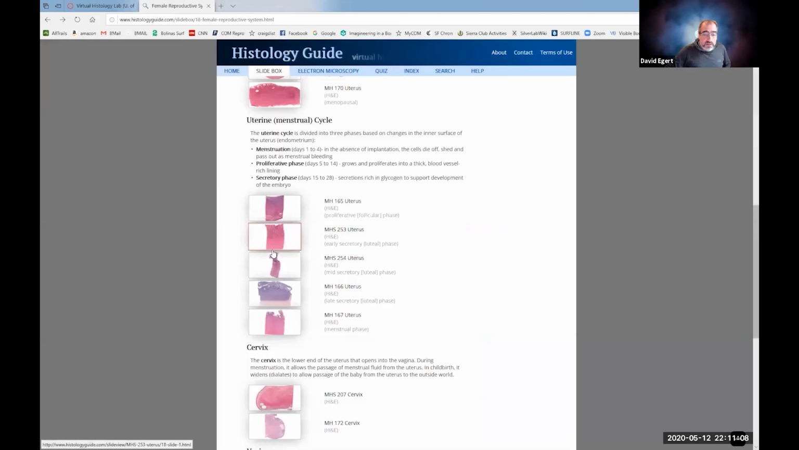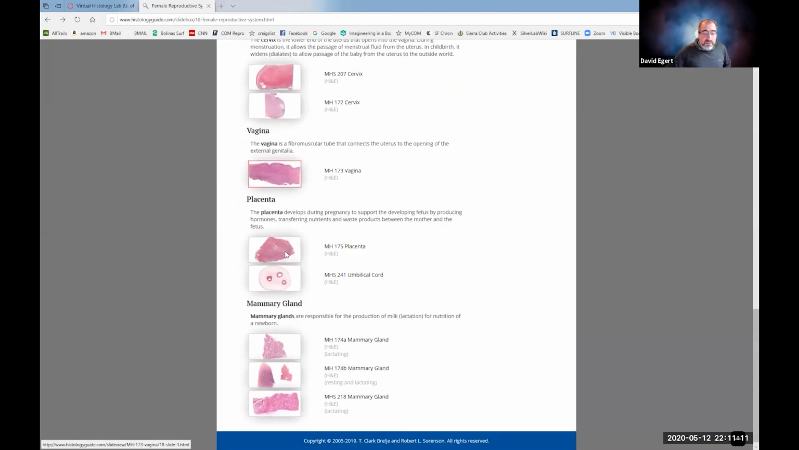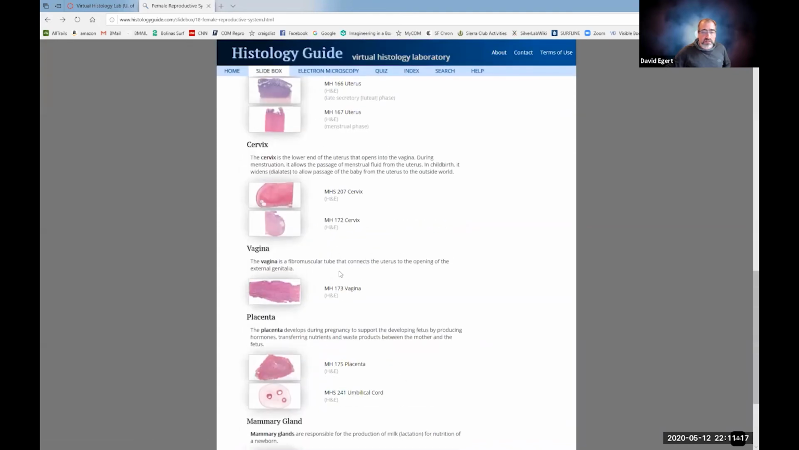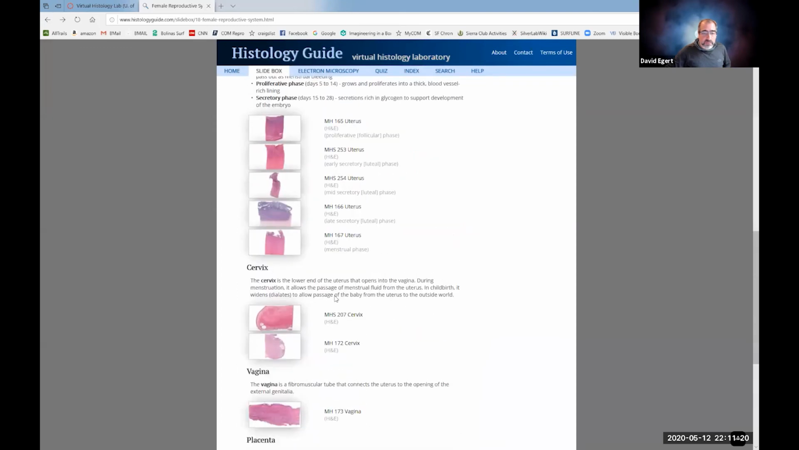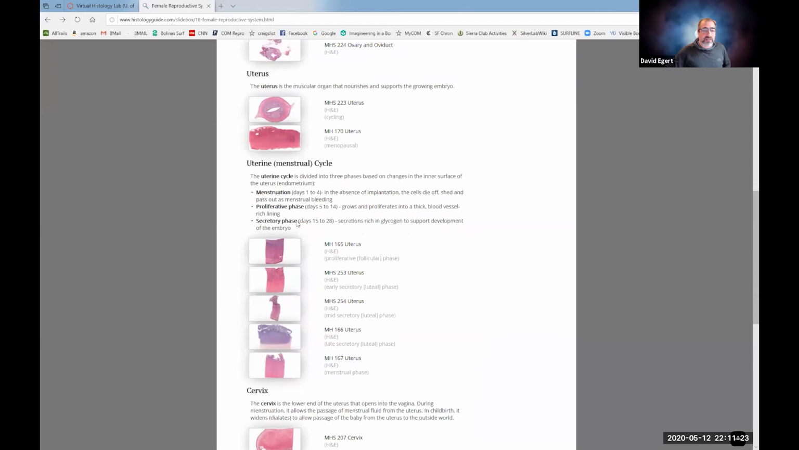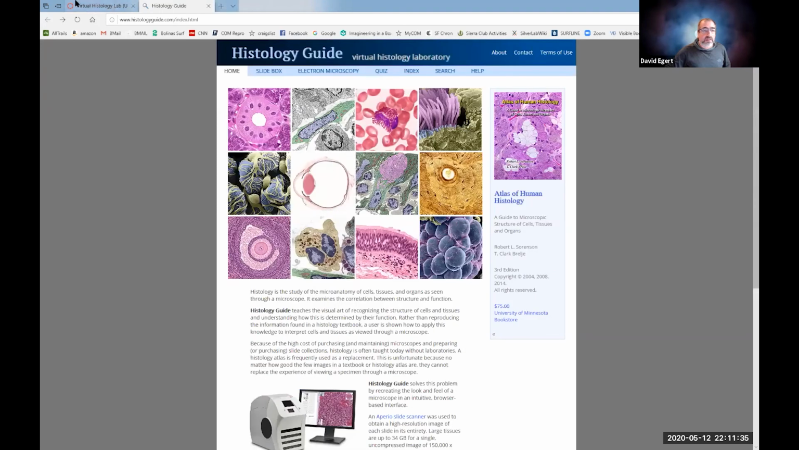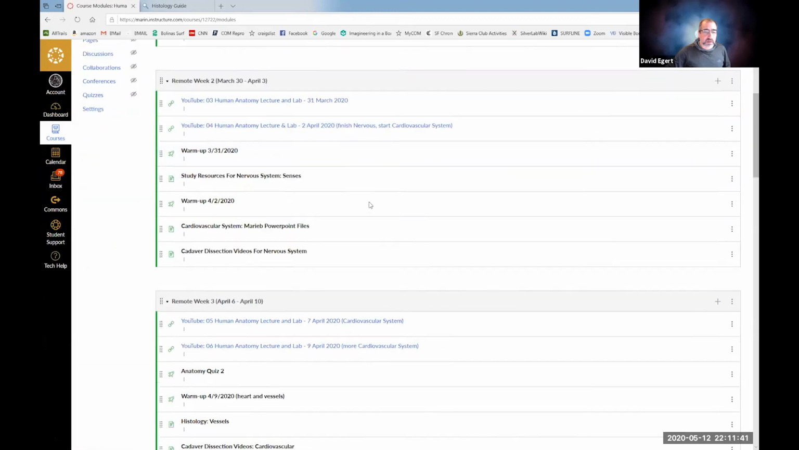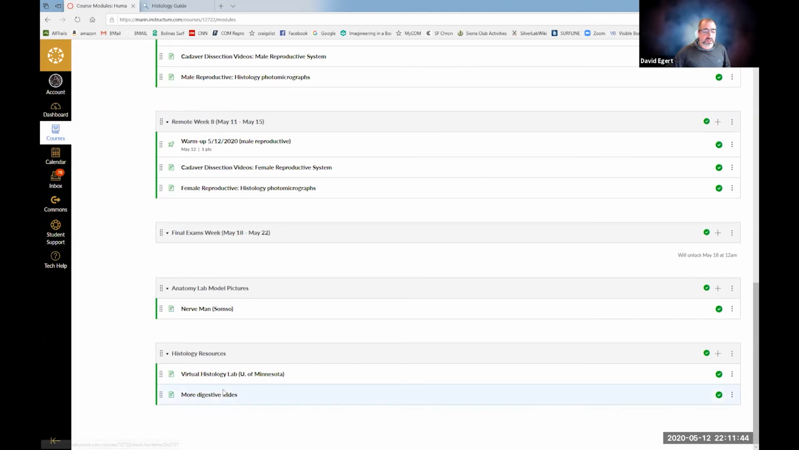So yeah, you are not responsible for recognizing mammary gland or umbilical cord or placenta or cervix for that matter. But actually I am relieved. The uterine cycle is pretty clear in this Minnesota slide box, which is right at the base, that module that I have at the bottom, histology resources, virtual histology lab, University of Minnesota. That's where you can find that.